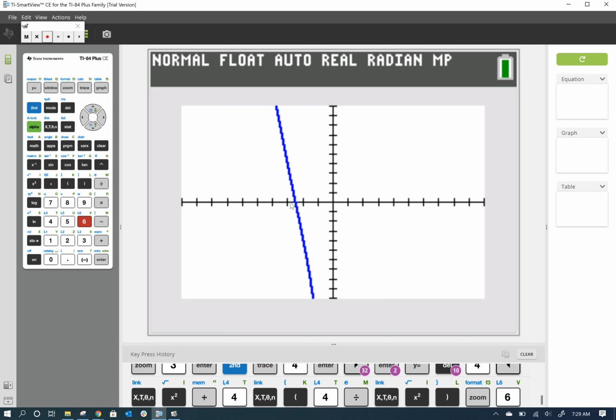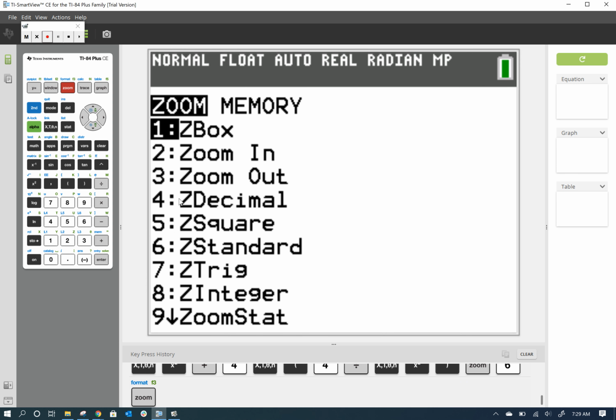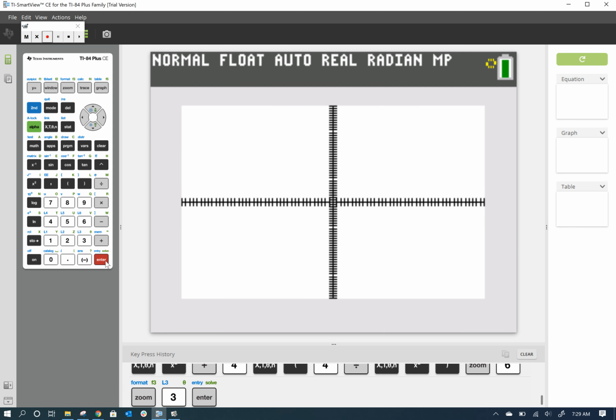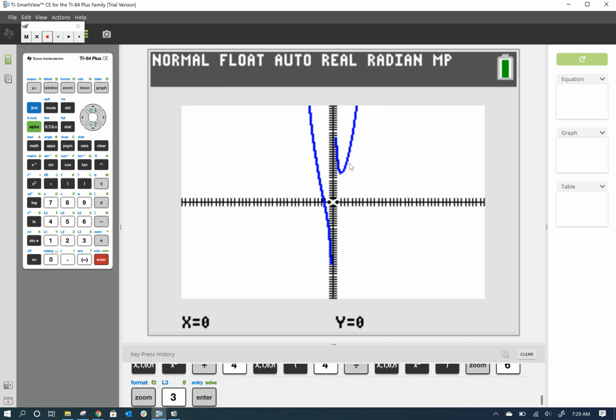All right, it looks like we're not seeing enough, so let's zoom out again. Zoom 3, hit enter. Aha! Okay, we see a minimum here. That is where we want to zone in on. However, a minima means the lowest of something, and you'll notice that the graph goes even lower down here.